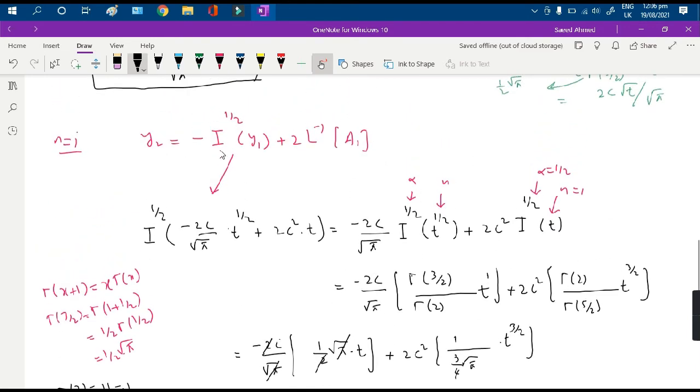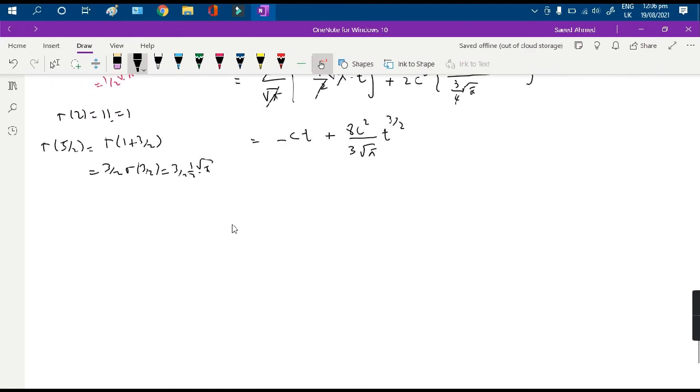This is my I to the power of order 1 by 2 of y1. This is the absolute value. And now I need to calculate this thing, 2 times L inverse of a1. I need to find L inverse of a1. What is an? An is 1 over n factorial d n by d lambda n of summation i from 0 to n, lambda power i and yi, at lambda is equal to 0.